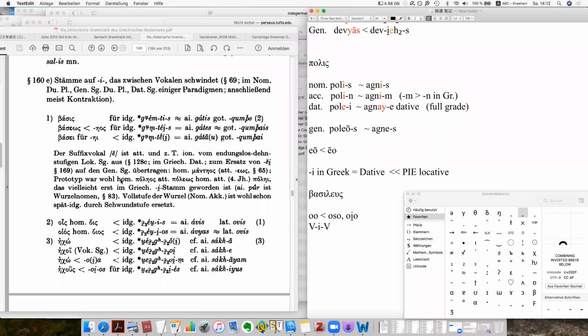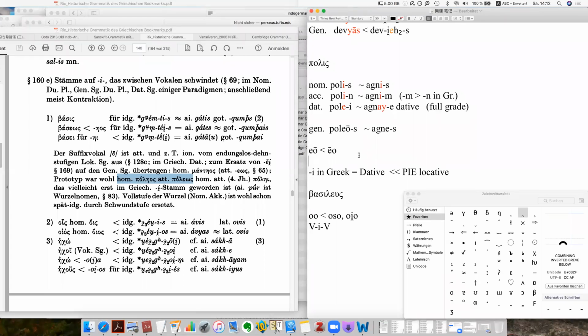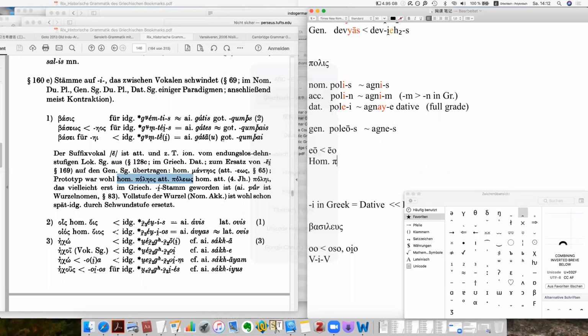And this is why we have it in Homer. But how can we know this? Because the earlier form is preserved in Homer. Yeah. So this is the form in Homer. So let's take it. So Homeric Greek, it is written as polis. So in Homeric Greek, it's called polis.